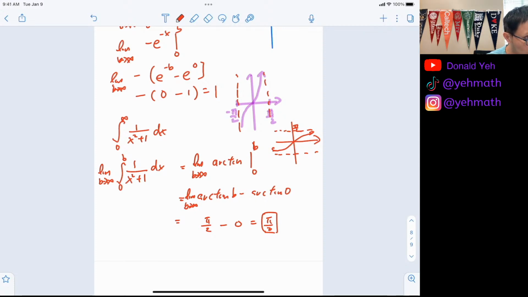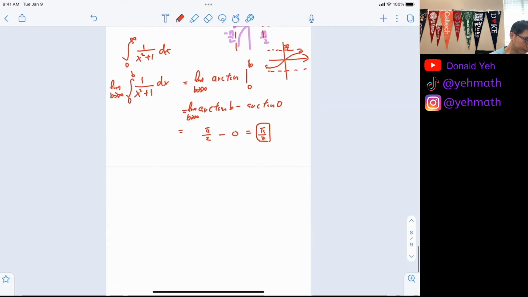Is there any way to do that without understanding the graph? Yep. Arctan is asking for, like, so then at pi over 2, if you think about it, you get 1 over 0, and 1 over 0 is infinity in the limit. You know what I'm saying?